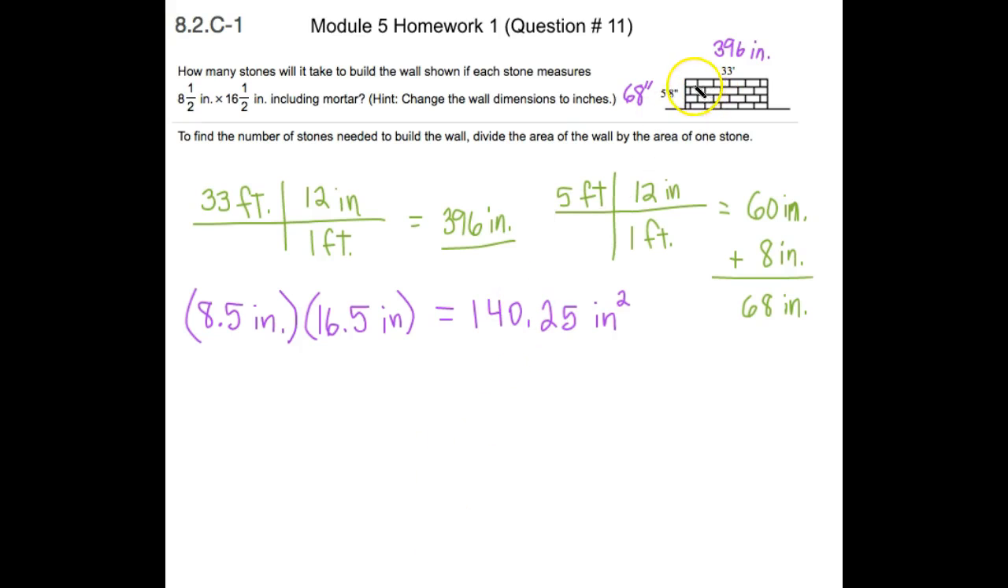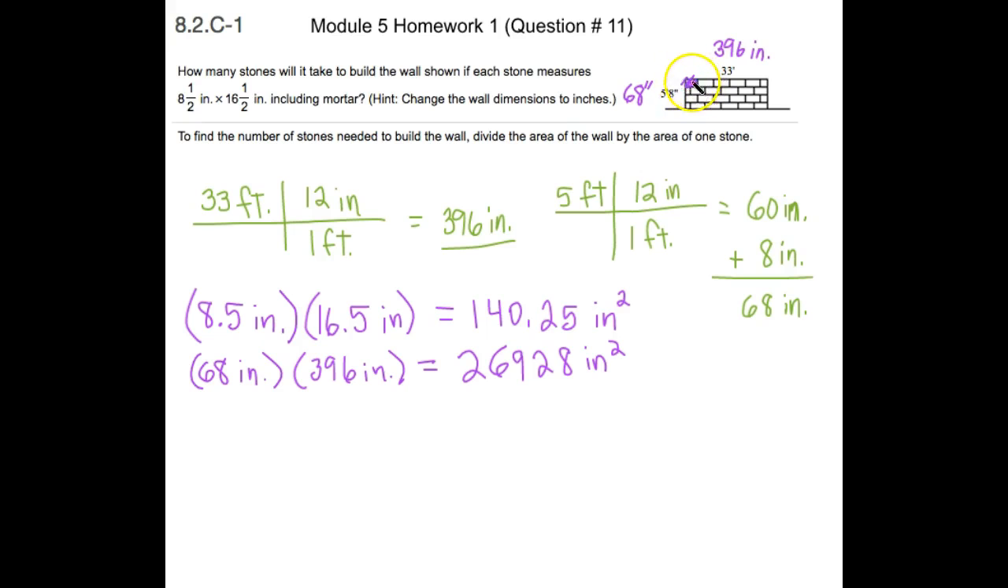And so you can picture if I shade in, that's like one of these mortar stones right there. And I have this big area that I want to cover. So if I calculate the area of that large area by taking 68 inches, the height of that wall, by 396 inches, which is the length of the wall, then that will give me 26,928 inches squared. And so that's going to be the entire wall.